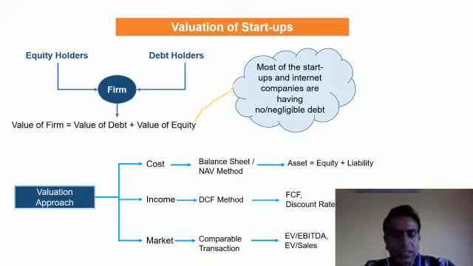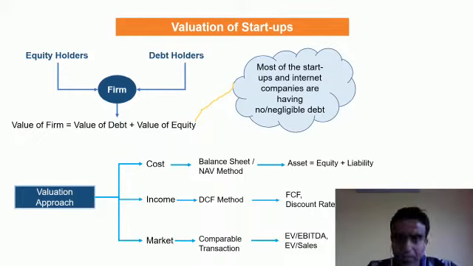So we know, friends, that basic accounting equation is asset is equal to equity plus liability. So in balance sheet method, we find out what is the fair value of the assets, what is the fair value of the liability, and we deduct asset minus liability and we get the equity.